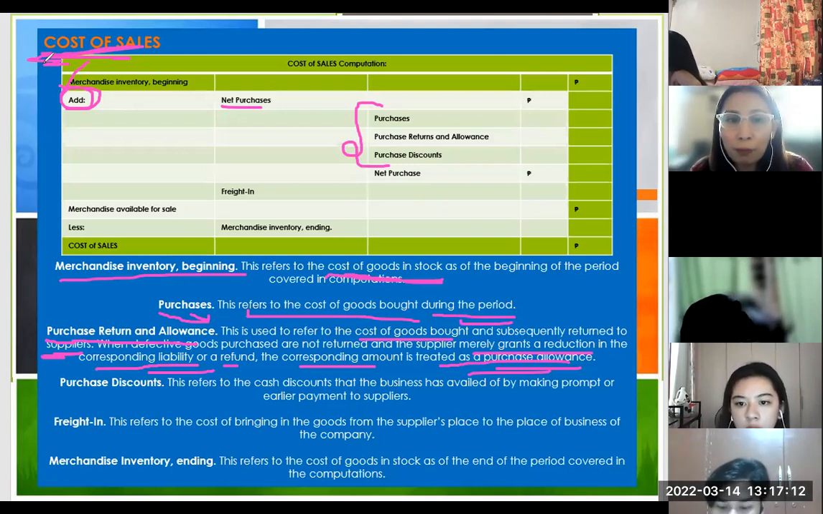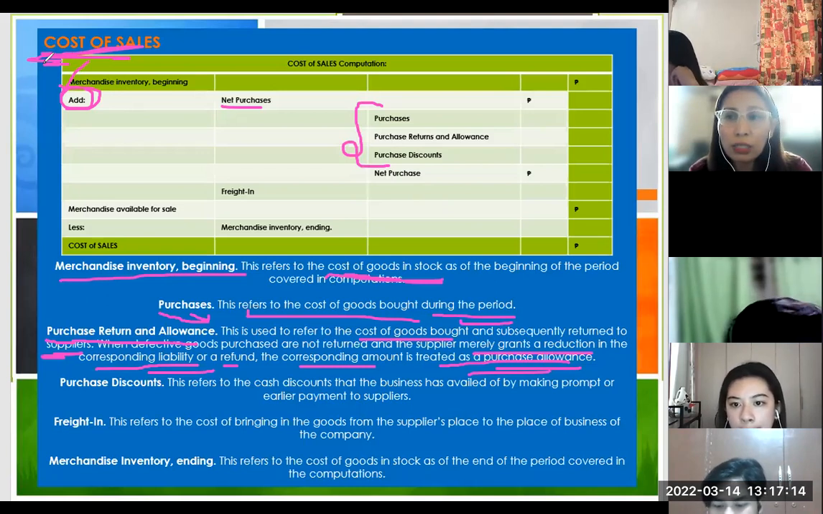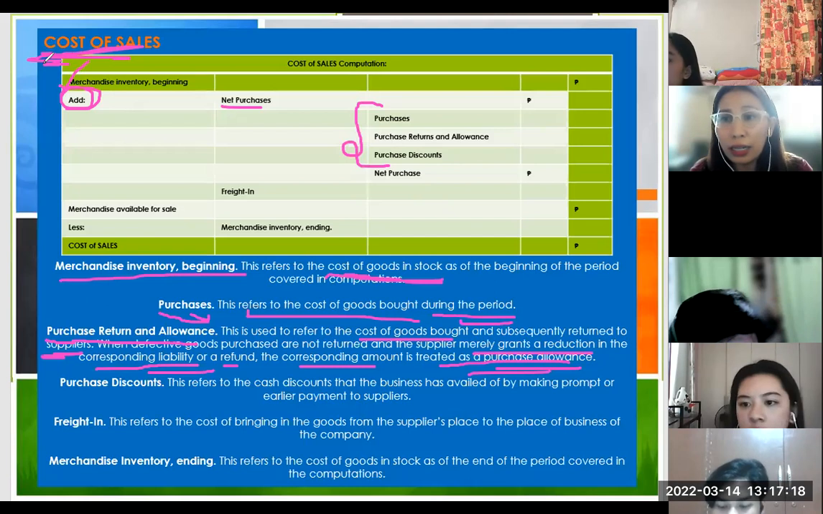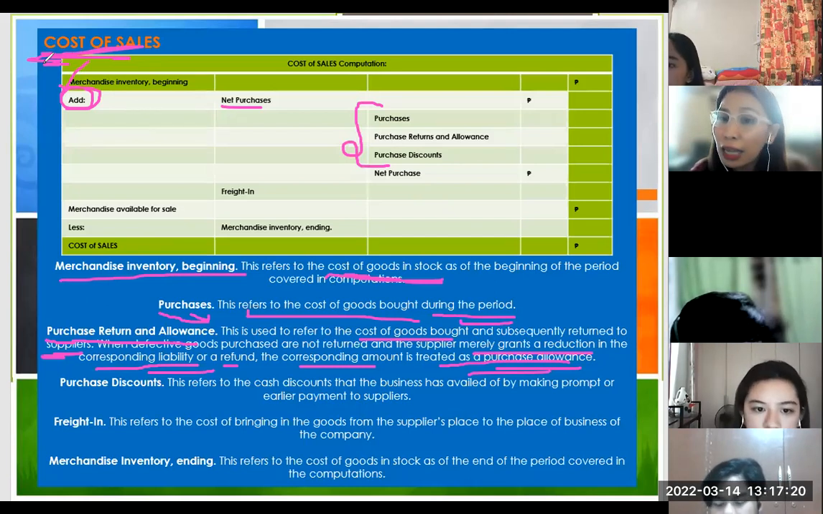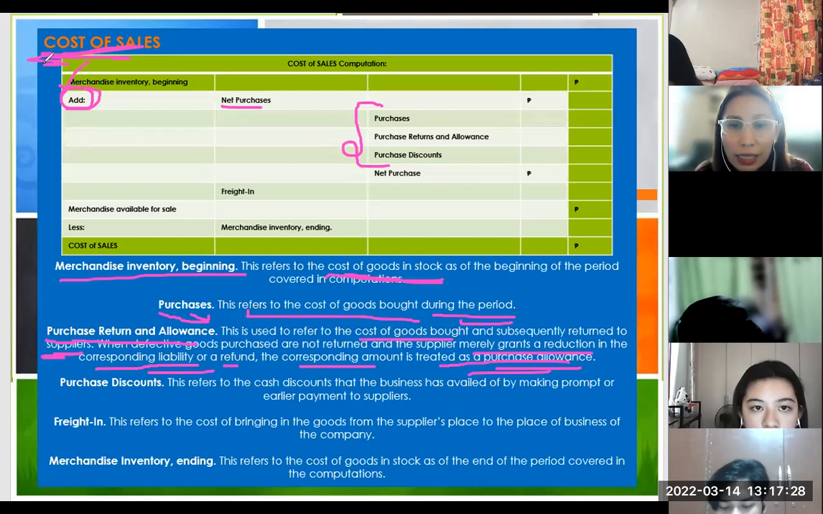Okay? Naintindihan po yung purchase return and allowance. Magkaiba to ng point of view ha. Iba to dun sa sales return and allowance natin before. This time, tayo yung bumibili. Okay? Ng mga ingredients. Or ng mga materials. Okay? Naintindihan po? Treated as purchase allowance.